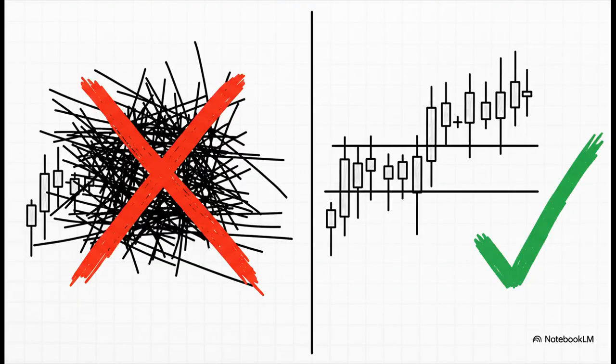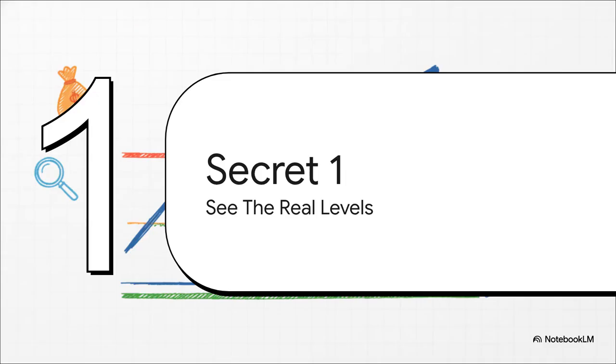So here's the most crucial point. The goal is not to mark every single little wiggle in the market. The goal is to identify the levels that actually matter. And the very first step toward getting that clarity is understanding that less is almost always more. So, how do we actually find these levels that matter? Well, it all starts with our first secret, a really simple 3-step method that will completely change how you see the market and finally give your charts that clarity you've been looking for.